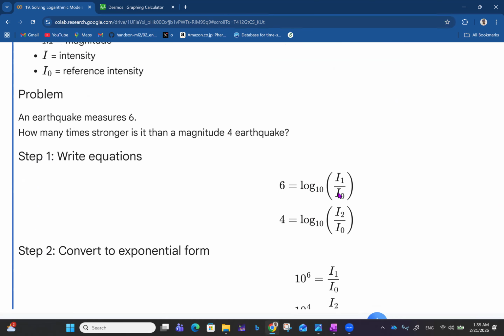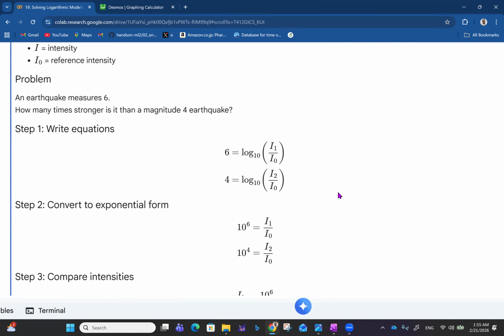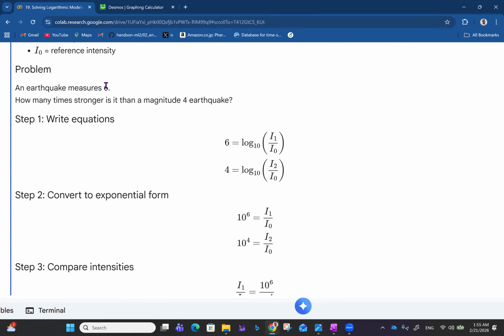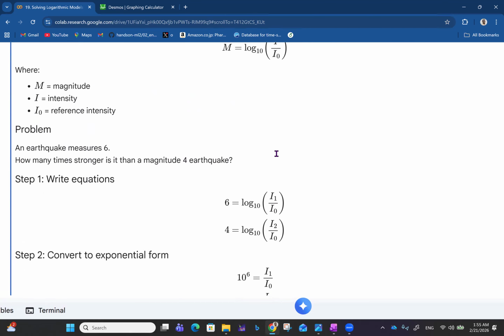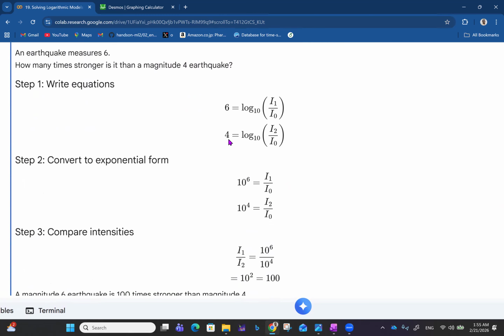So we have a problem in that line, and this is it. An earthquake measures 6. That means M is 6. How many times stronger is it than a magnitude 4 earthquake? So how much stronger is a magnitude 6 earthquake compared to a magnitude 4 earthquake? So you write the equations now. 6 equals log to base 10 of I1 over I naught, where I is the intensity which we want to measure. And we have 4 equals log to base 10 of I2 over I naught.